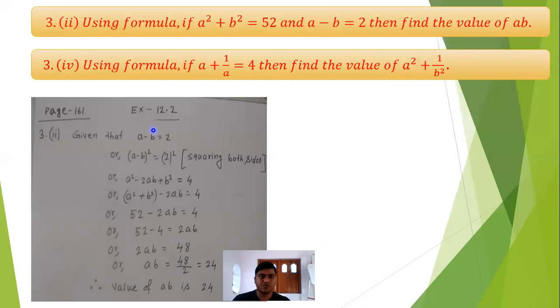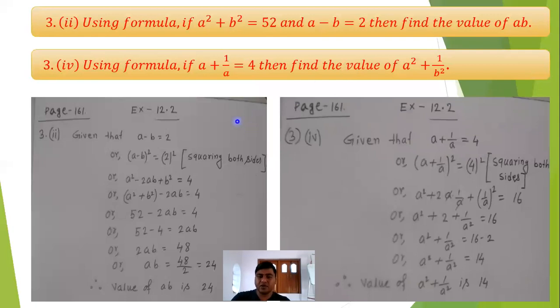Next problem, 3-4. Using formula, if a plus 1/a equals 4, then find the value of a square plus 1/a square. Now given a plus 1/a equals 4, then find the value of a square plus 1/a square.